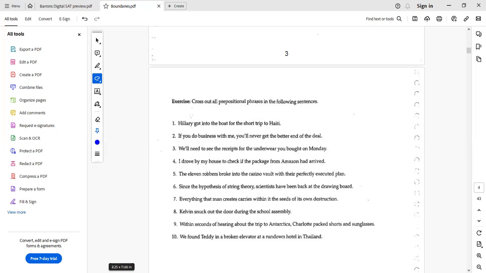Into the boat, for the short trip, to Haiti. Okay. So we have into the boat, this is one. For the short trip, this is two. To Haiti, this is three. So we have three prepositional phrases. Let's go now to Abdul Munim.